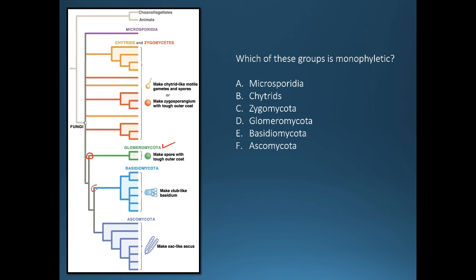They have a common ancestor here, and it only includes members of Basidiomycota. Doesn't include members of any other group. And lastly, down here, Ascomycota are also monophyletic for the same reason, because of this common ancestor only giving rise to members of Ascomycetes. So these three here are monophyletic. The Microsporidia, the Chytrids, and the Zygomycetes are all paraphyletic because they have a common ancestor here, but it includes members of all 6 different groups.